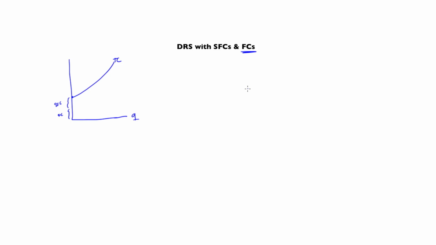To deal with this case, it's going to be useful to define the following things, which I'm going to call the average total cost, but only taking into account the semi-fixed cost, which is equal to the average variable cost plus the semi-fixed cost divided by Q. And then the average total cost, taking into account both kinds of costs, so I'm going to say SFC plus FC, and this is equal to the average variable cost plus SFC plus FC divided by Q.